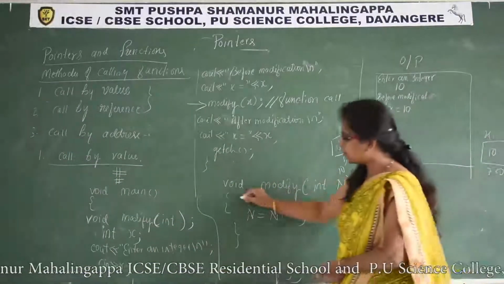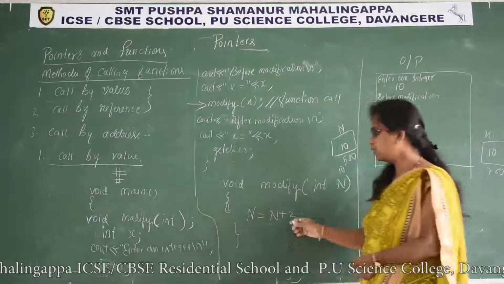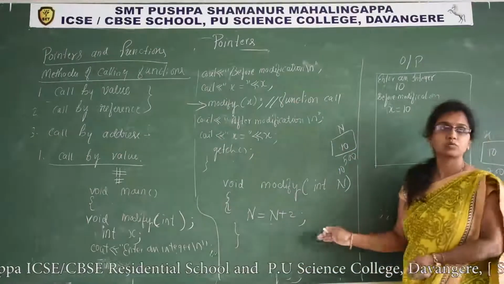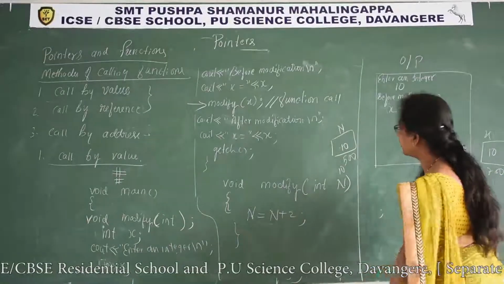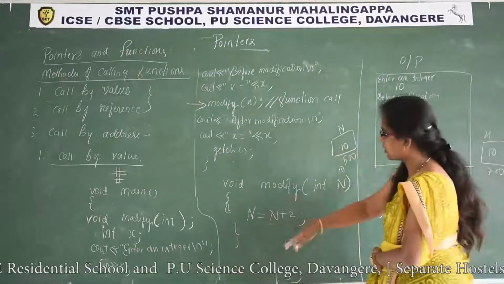Now when it enters the function body, n is equal to n plus 2. What is there in the n? 10 is there. 10 plus 2, 12. 12 will be stored in n itself.